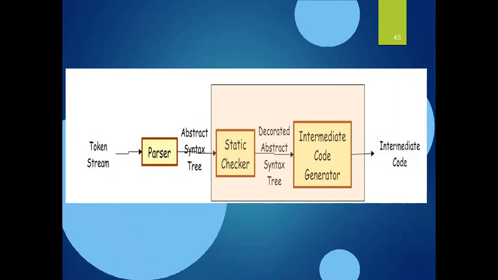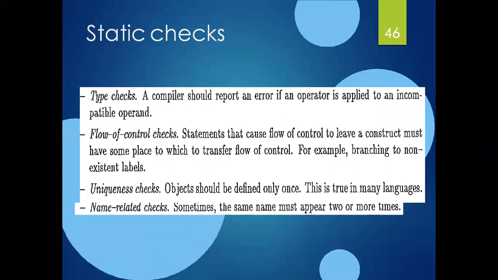So we need to know what type checking is and how the static checker plays a role in the process of compilation. In the phase of semantic analysis, we are using static semantic analysis. That means we are performing type checking here. Type checking can also be called static checking. It is the role of the type checker here. And what are the static checks?